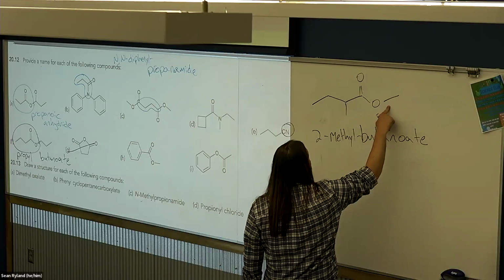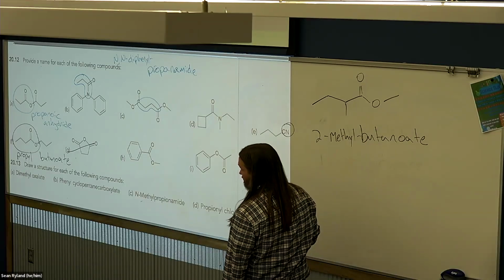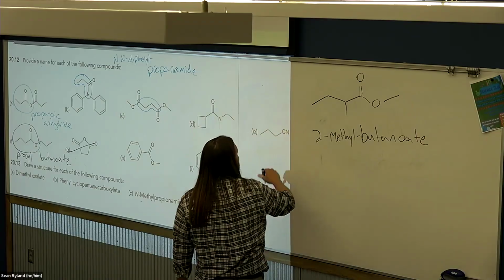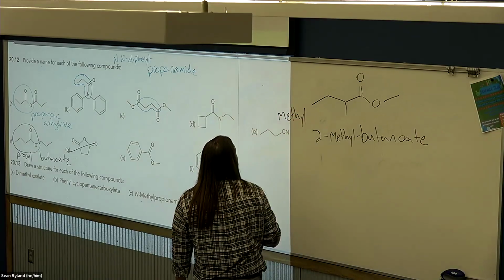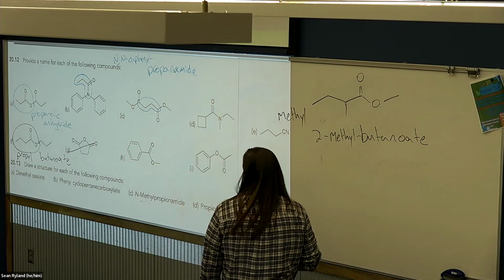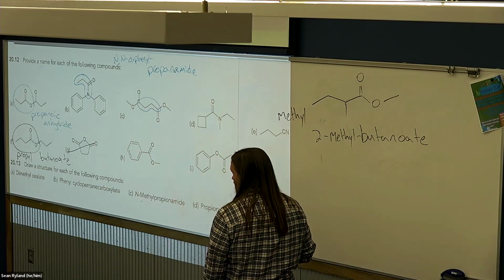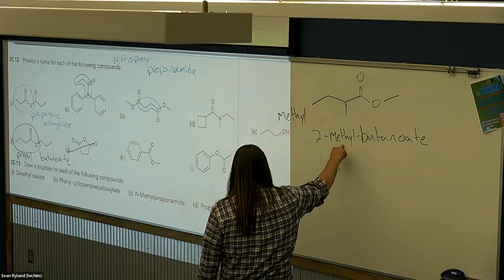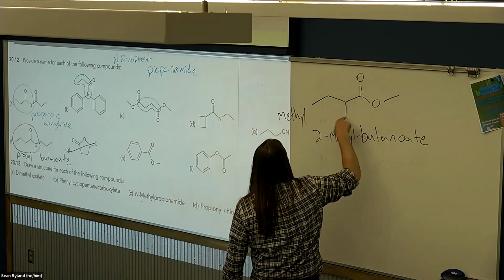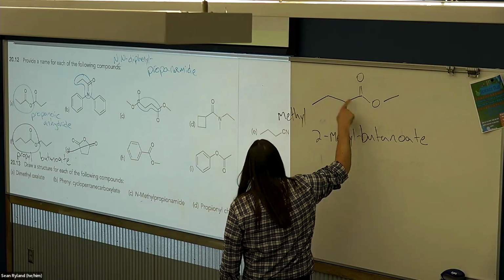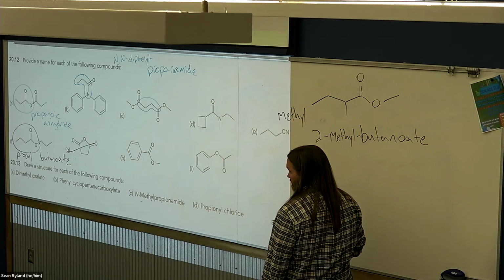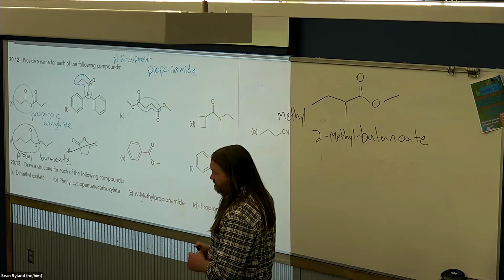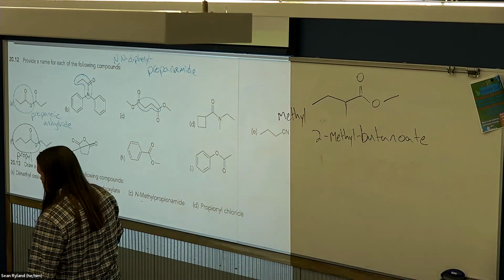And then we need to say what's on the other side of the oxygen as a separate word. So methyl space 2-methyl butanoate. This methyl doesn't get a space because it's part of the parent molecule. This methyl does get a space because it's what's attached to the oxygen. So it gets a space if it is attached to anything that's not a carbon.